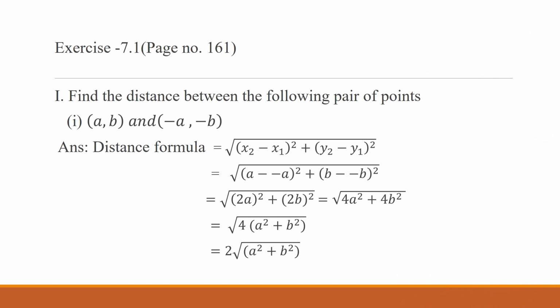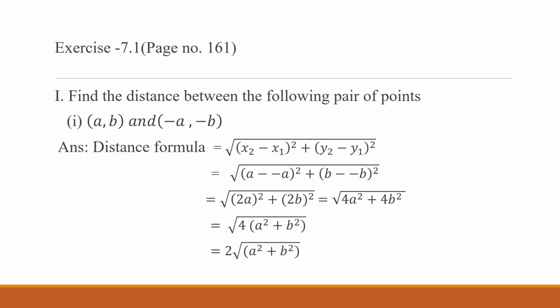Let us start with exercise problem 7.1 in page number 161. First question. Find the distance between the following pair of points: (a, b) and (-a, -b).